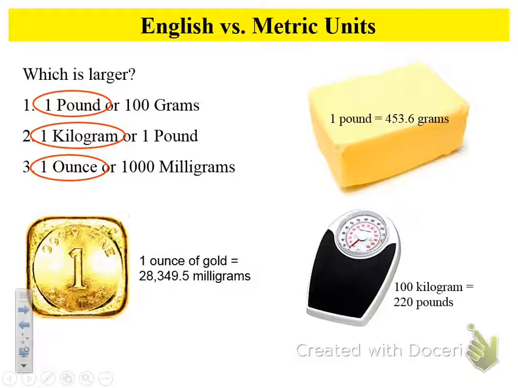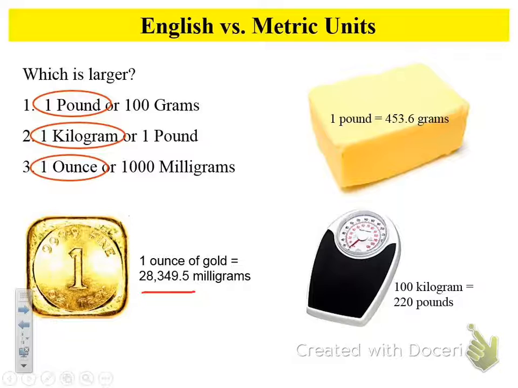And when you look at it, 1 ounce of gold specifically is 28,349.5 milligrams. So 1 ounce is significantly bigger. Okay. So as you look at your notes, you should have number 1 and number 2 filled in. They were all the first ones today.